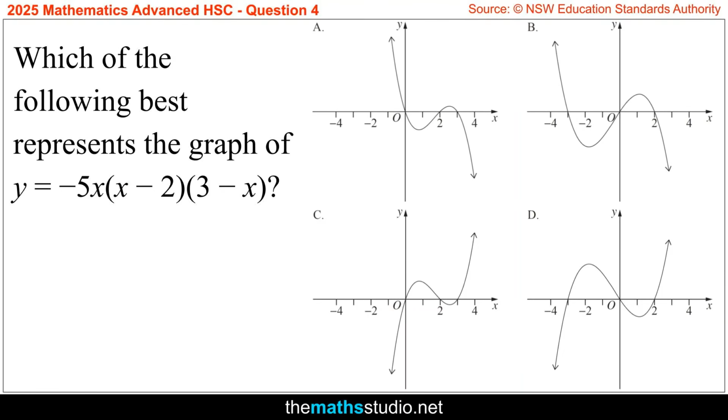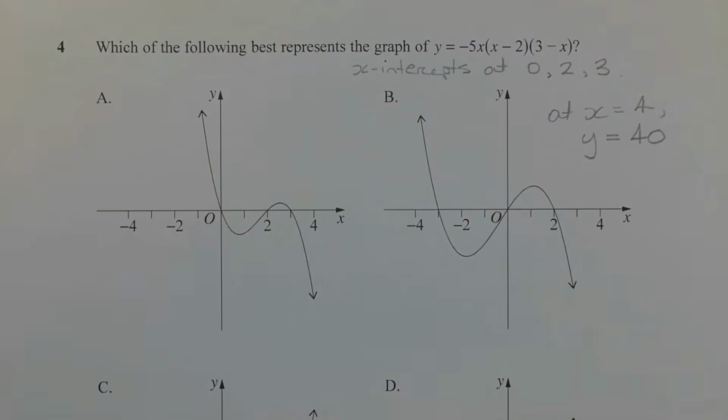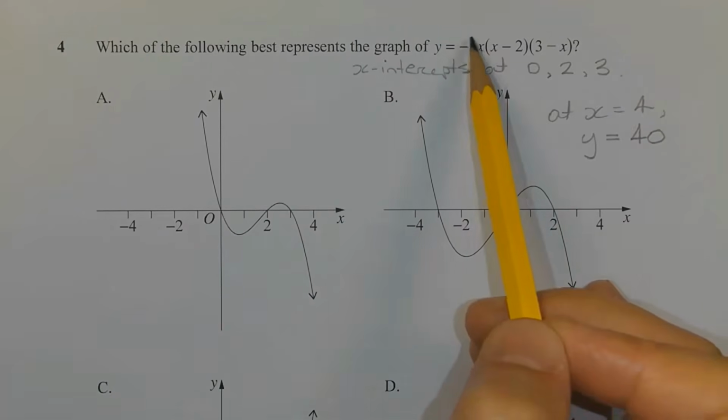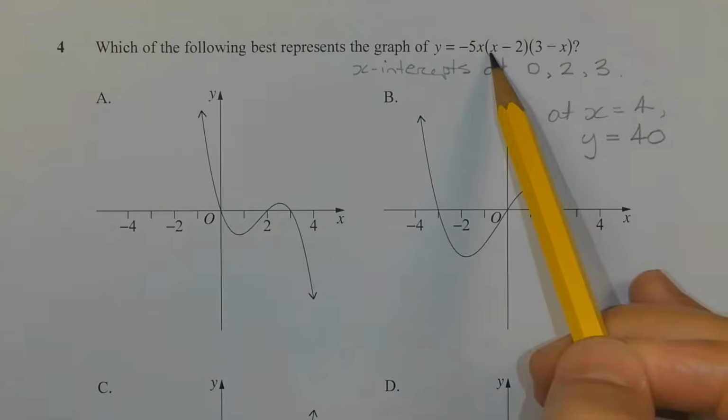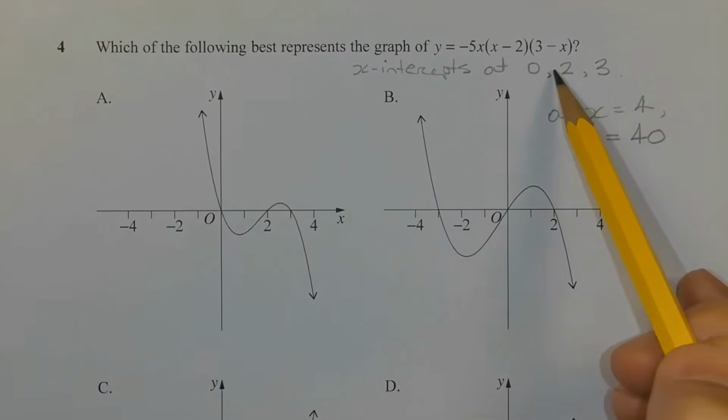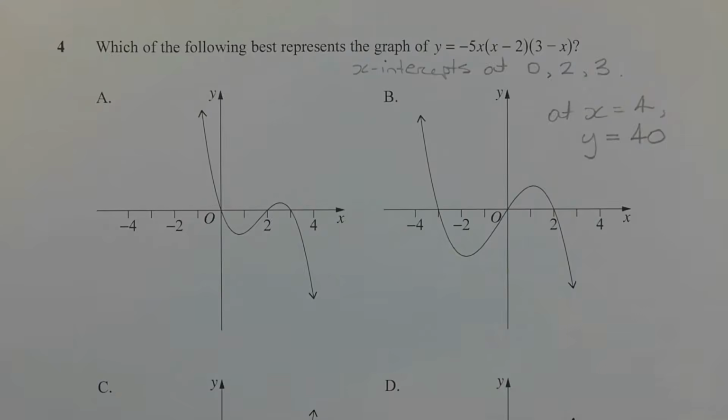Question 4. Which of the following best represents the graph of y equals negative 5x times (x minus 2) times (3 minus x)? This is the equation of a polynomial in factor form. And because it's in factor form, we can easily work out the x-intercepts of this graph. We do that by solving negative 5x equals 0, and we get x equals 0 as one of the x-intercepts. Solving x minus 2 equals 0, we get x equals 2 as the second x-intercept, and solving 3 minus x equals 0, we get x equals 3 as the third x-intercept.